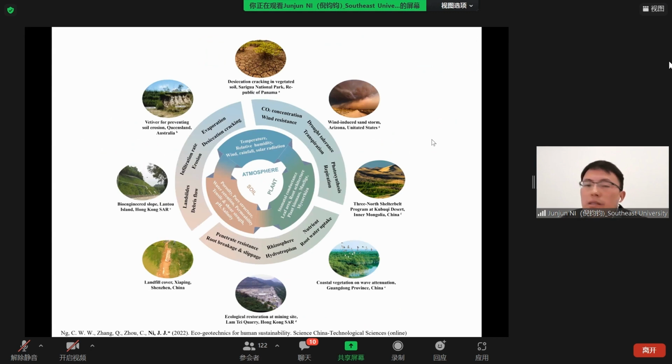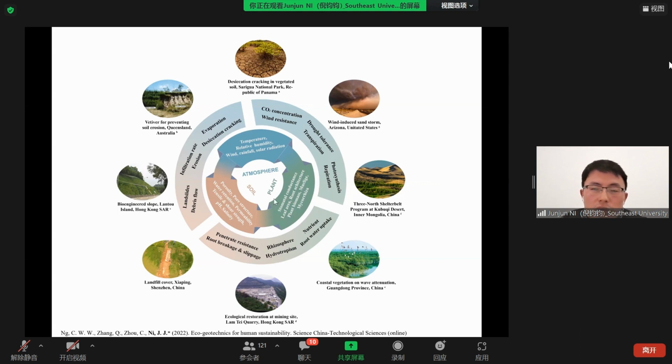The vegetation is actually widely distributed in different geotechnical infrastructures. For example, in soil erosion on embankments, bioengineered slopes, landfills, mining sites, and also in coastal wave attenuation, even in desert protection, desert and sandstorm attenuation, and the crack problem. Just now, the professor also presented this topic.